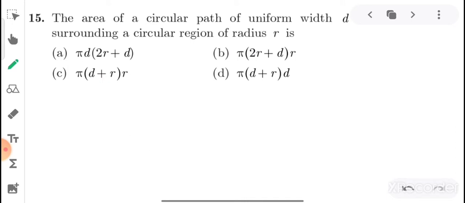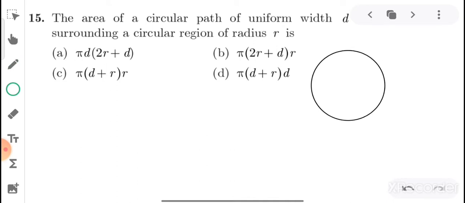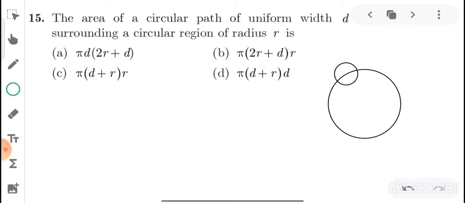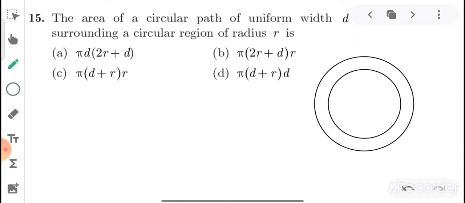Okay, this is the question of circle. The area of a circular path of uniform width d surrounding a circular region of radius r, that is a circle and circular region, its width d and radius r. Then what will be the area of the circular region? Then it will give r plus d. Total outer radius will be r plus d.